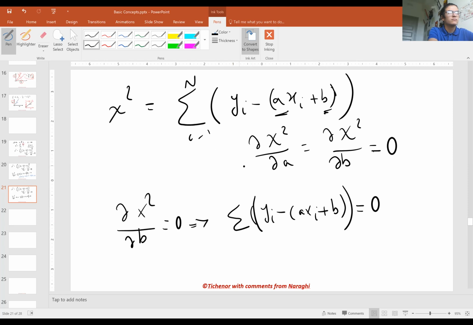This is a little bit trickier than the previous one. This summation will give me some yi. This a times xi, I can factor out a, sum of xi. And this summation of b, what is it going to give me?